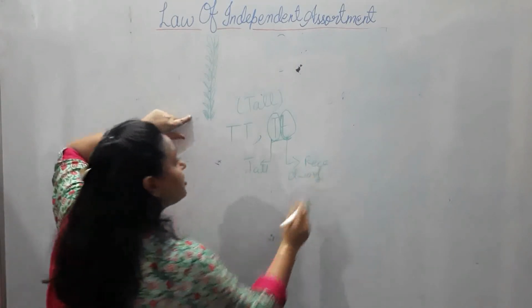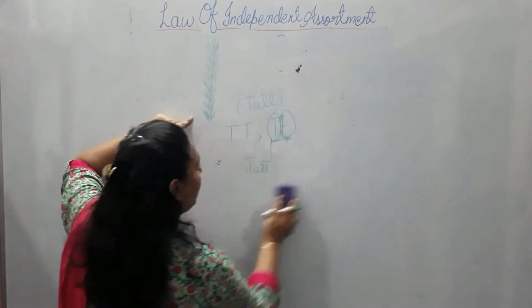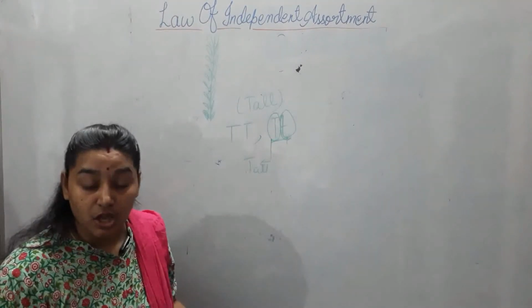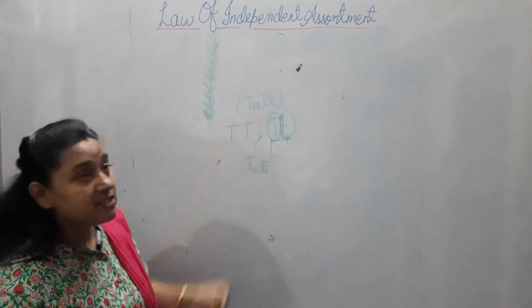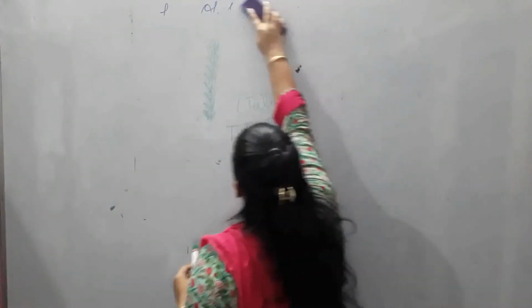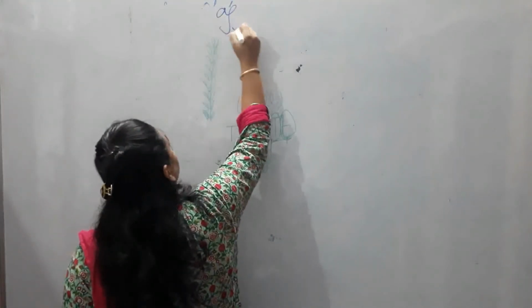But my plant is tall, so I'm not going to see this recessive character. I have to find out whether my plant is homozygous or heterozygous. So to observe this kind of plant, we do a testing, and this testing is called a test cross.